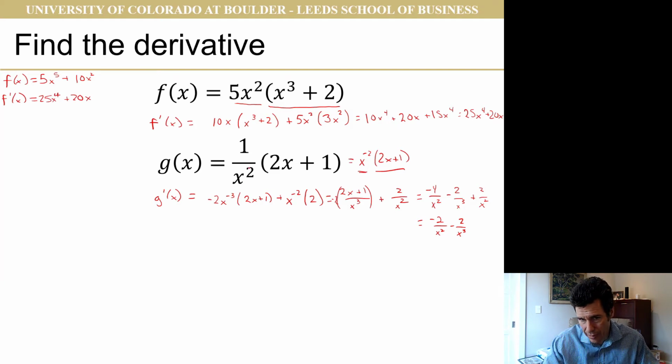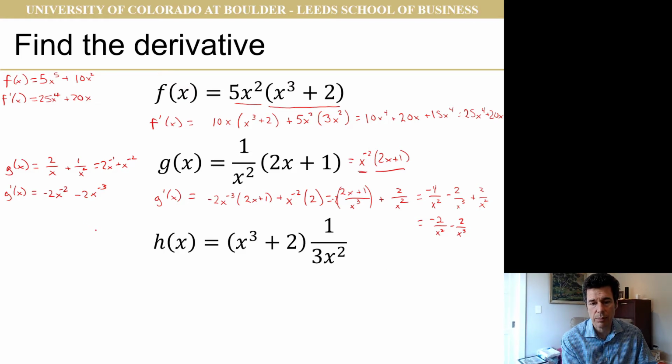Again, we could have distributed first and done the derivative. g of x equals 2 over x plus 1 over x squared, which equals 2x to the minus 1 plus x to the minus 2, and we take our derivative: g prime of x equals negative 2x to the minus 2 minus 2x to the minus 3, which is the same thing.